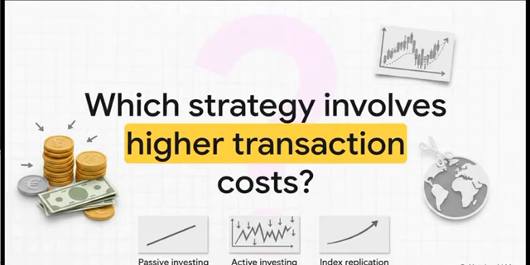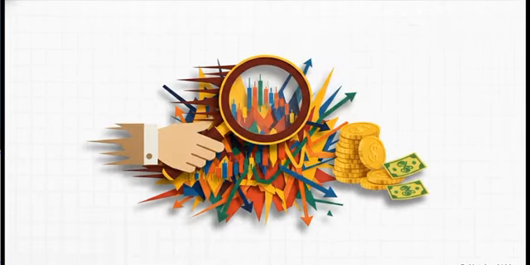Let's serve up another one, this time focusing on the operational side of things. Which strategy is most likely to involve higher transaction costs? A, passive investing, B, active investing, or C, index replication? What does your gut tell you? If you said B, active investing, you nailed it.